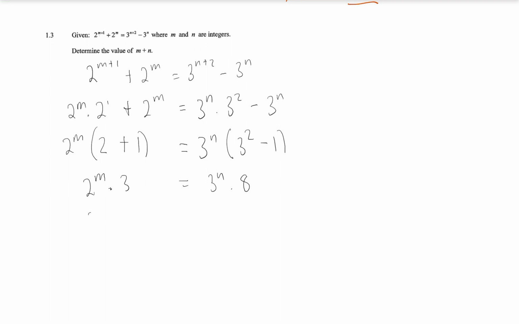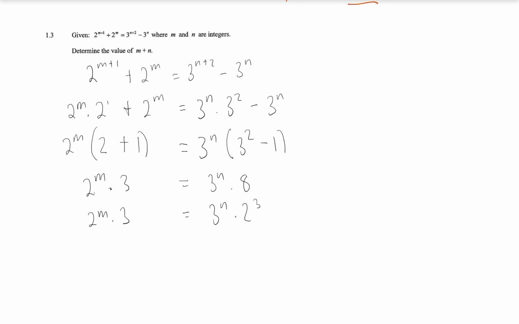And then you continue. What I notice is that 8 is the same thing as 2 to the power of 3. I'm doing this so that I can move the numbers to one side and move the numbers with the variables to the other side. I'm trying to find the value of m, and I'm trying to find the value of n so that I can add m plus n. It won't always be the case, but in this case, you will see that it's going to work.